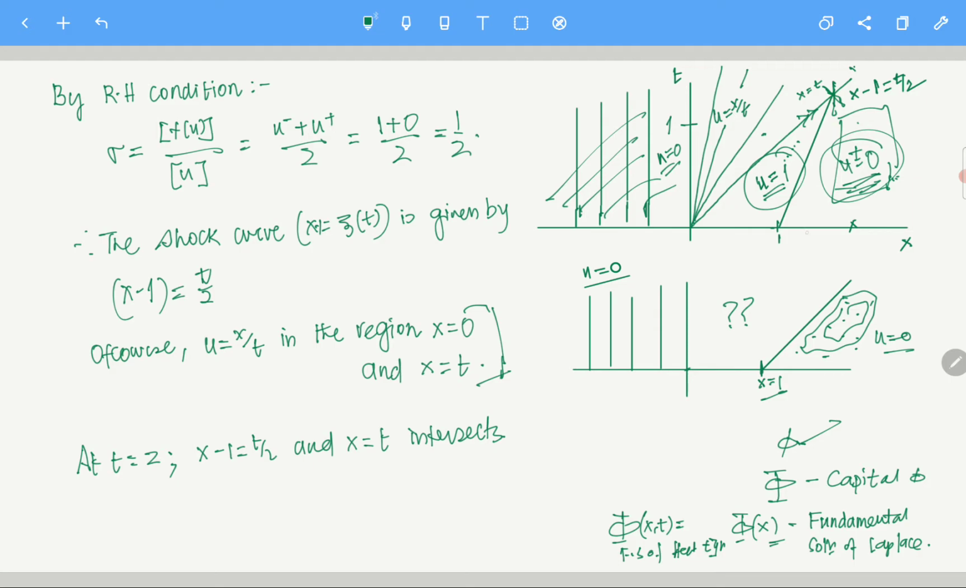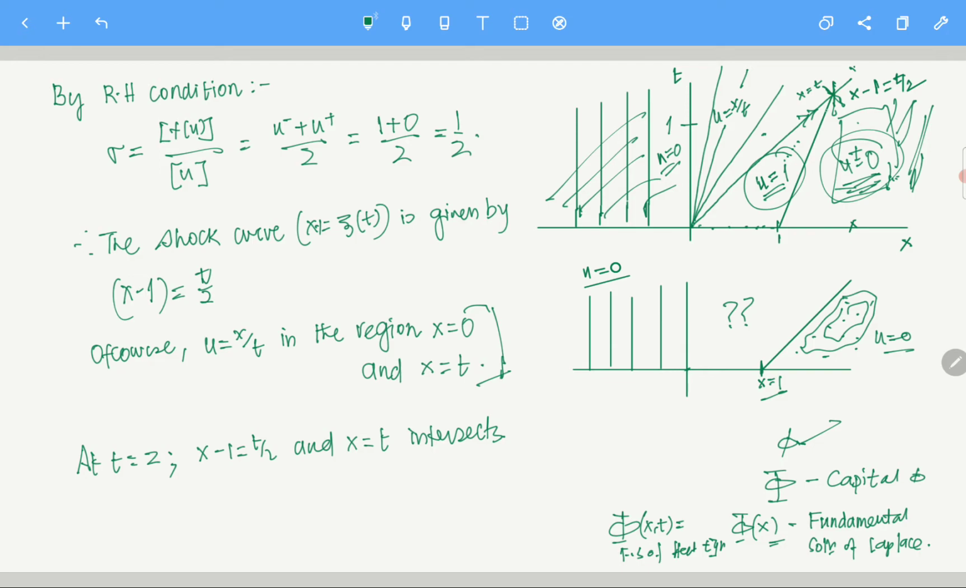You know that x minus t greater than t by 2, that area. Okay, this area. Now this area equals 1 because the initial conditions are dictating that, right? Okay, u equals 1 between x equals t and x minus 1 equals t by 2. Between this area, u is equal to 1, that we have.